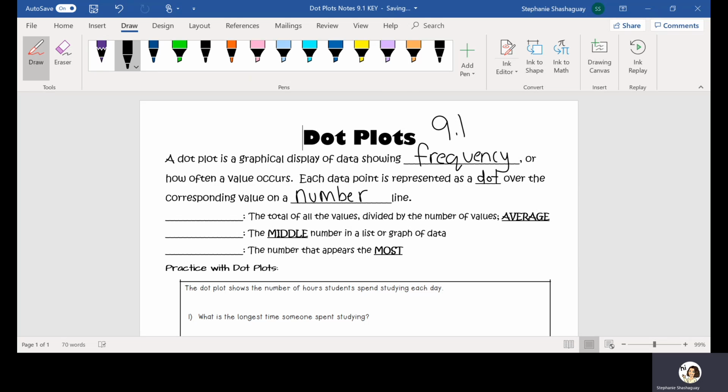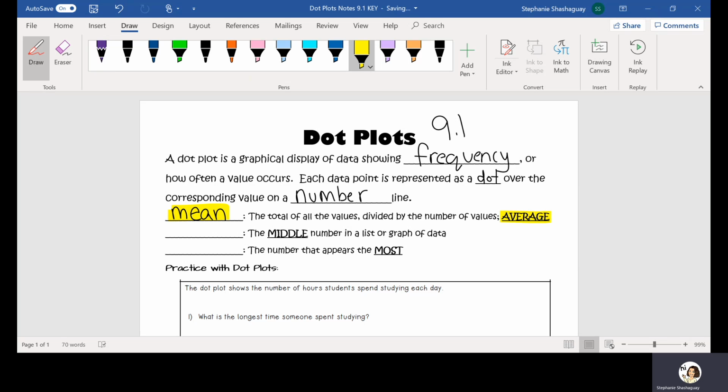Okay, so the total of all the values divided by the number of values is considered our average, but now that we're dealing with math and statistics, we are now going to call it our mean. So the average or the mean is the total of all the values divided by the number of values that you have.